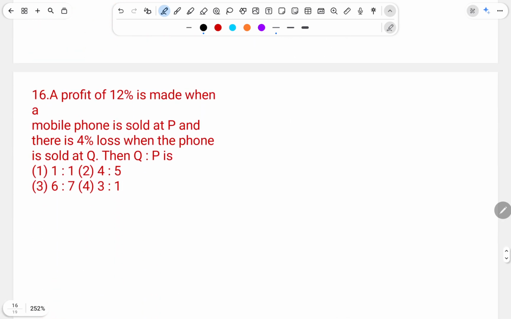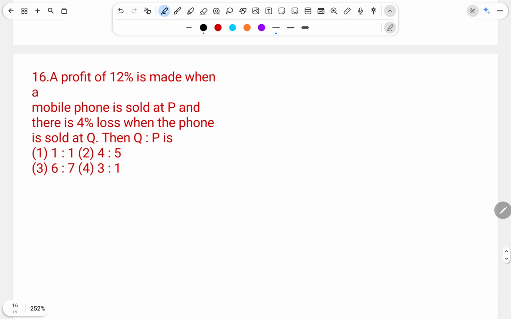Then next, a profit of 12% is made when a mobile phone is sold for p rupees, and there is a 4% loss when the phone is sold for q. Q is to p they're asking. Q value is loss of 4%, means 96. Then p value is 12%, means 112. Both go by 4 and also 16. 16 sixes, 16 sevens. So 16 is to 7.